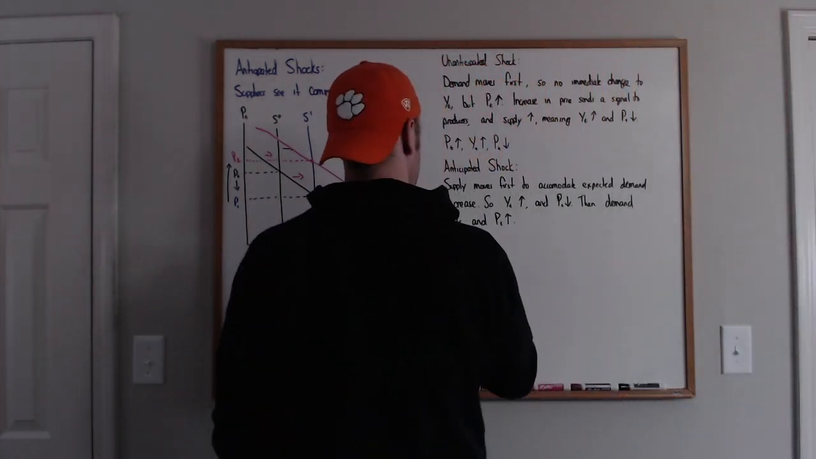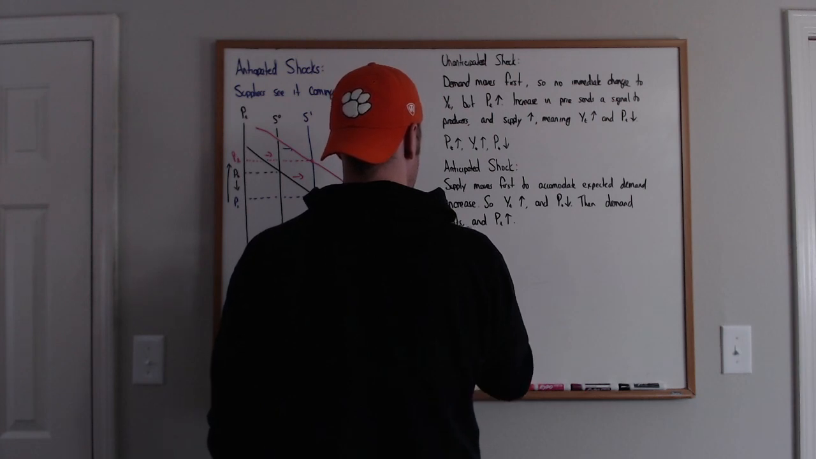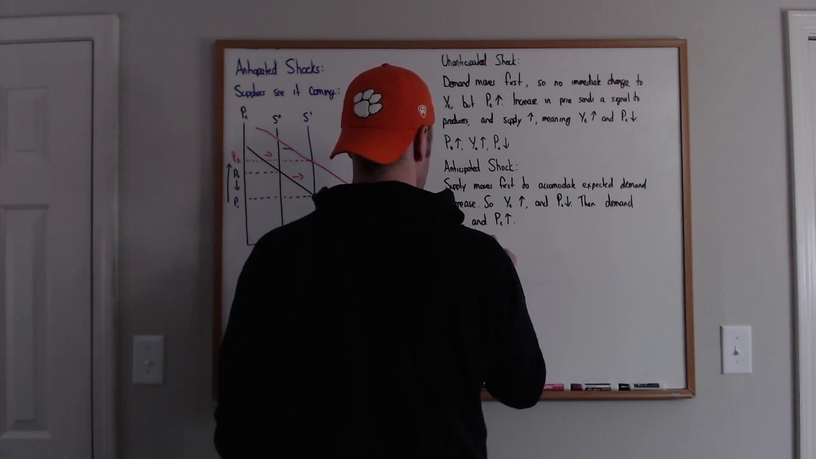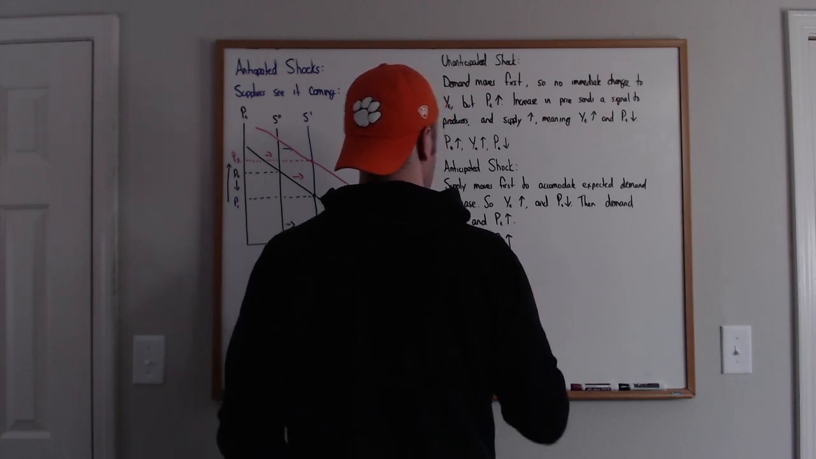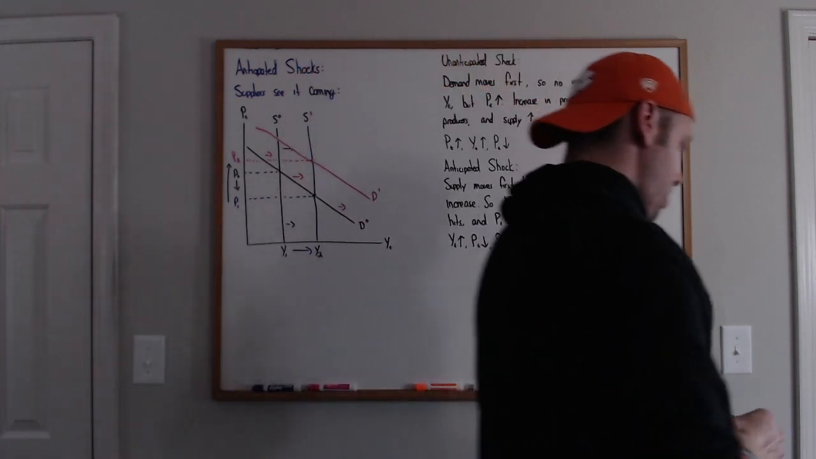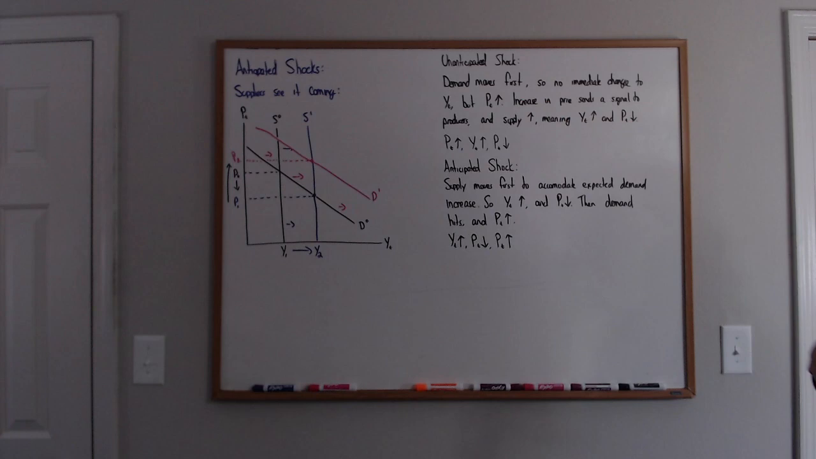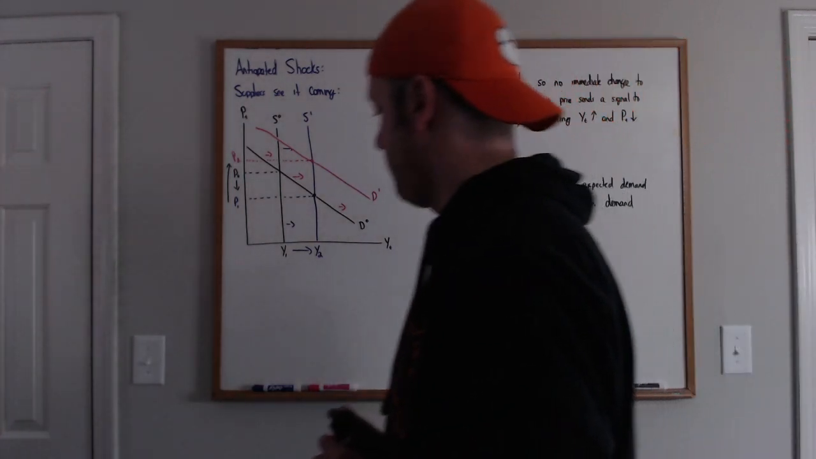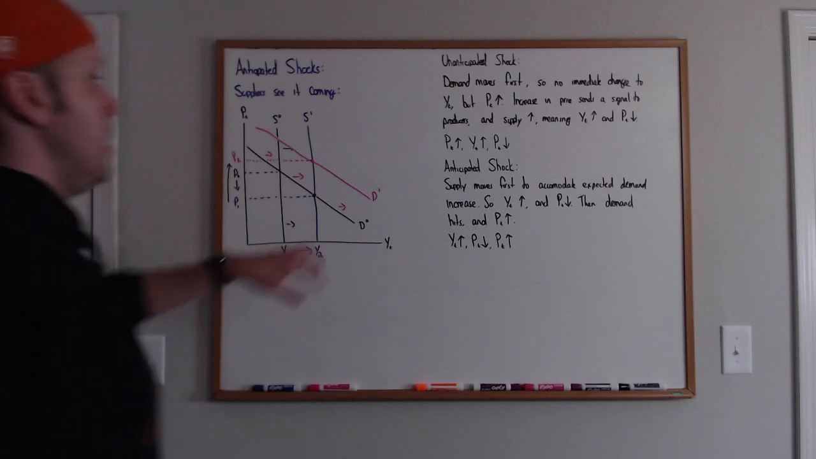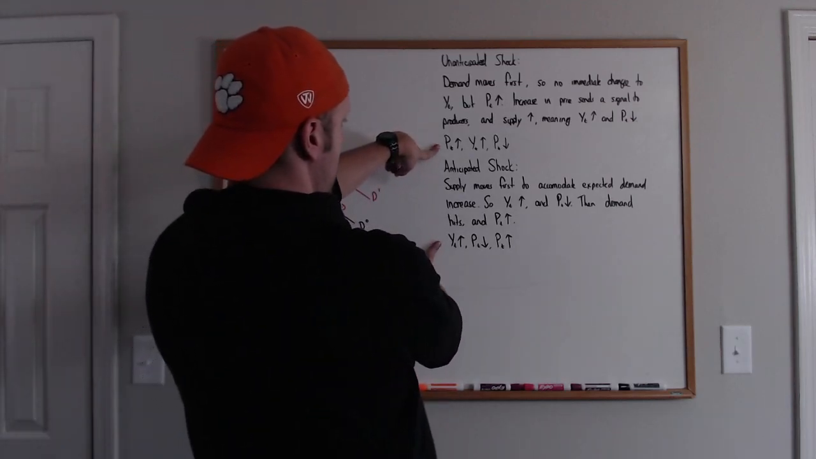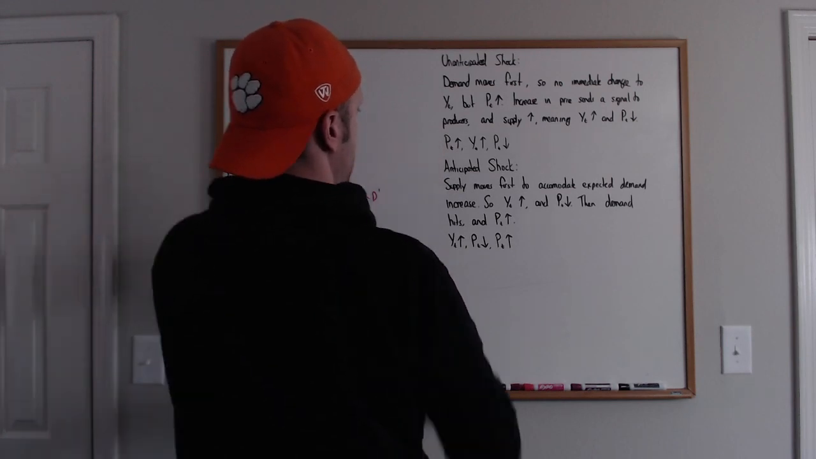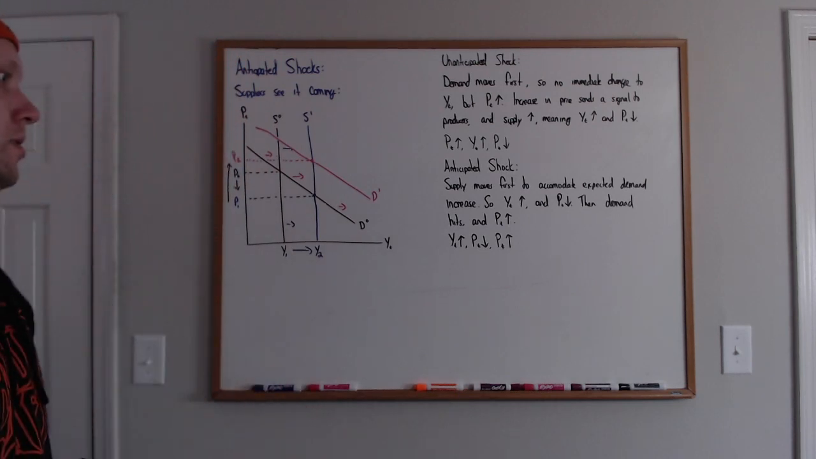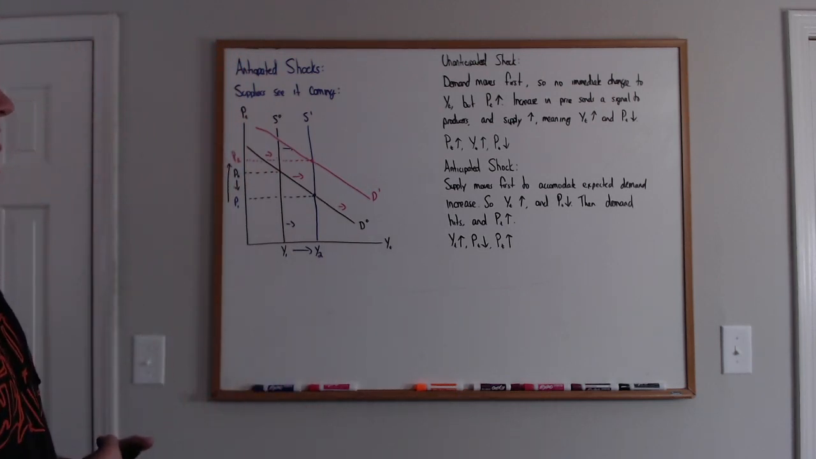So in this case, output goes up, which drives the price down. Demand shock hits, price goes back up. All right, so just looking at these two here, we can see the ordering is different. The order of the responses is different. So we can identify the differences between an anticipated and unanticipated shock.